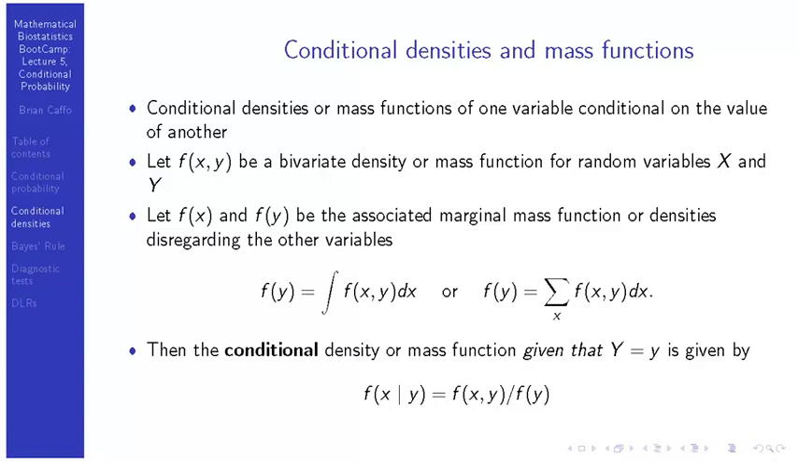f(x) is the integral of the joint density over y, or the sum of the joint mass function over y. The conditional density, say for example f(x given y), is exactly the joint density f(x, y), or mass function, divided by the marginal f(y). It follows directly from the definition of conditional probabilities that we gave a couple of slides ago, and that we all agreed made a lot of sense.